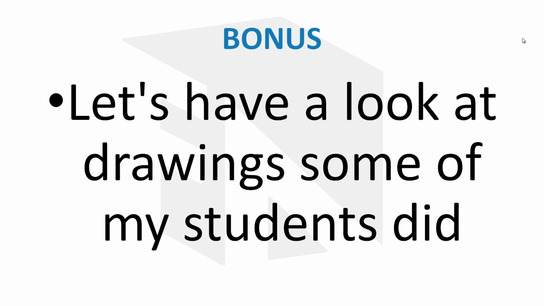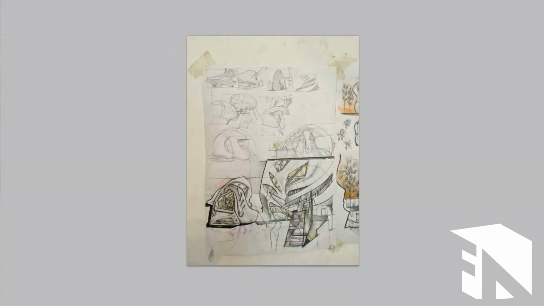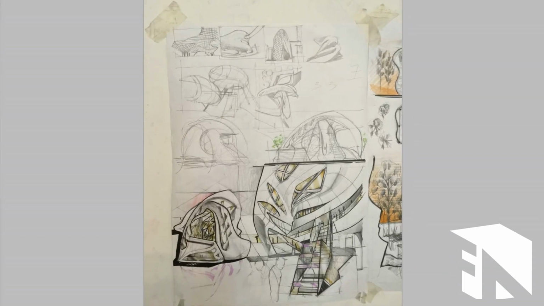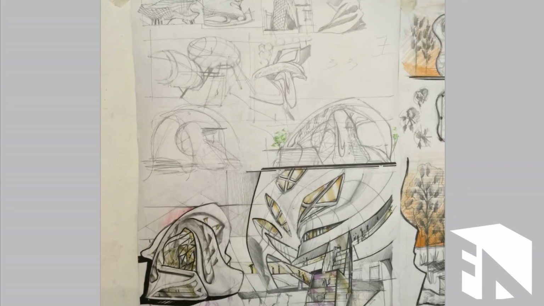Okay, part 2, bonus number 2 of this presentation. Let's have a look at drawings that my students did, and I'll basically go through this and narrate the good parts and the things that could be improved in each of these sketches. Okay, let's look at some organic architecture ideas. You could call it even, like Greg Lynn says, blobitecture. Okay, so we got a couple of references here, a couple of sketches of organic buildings.